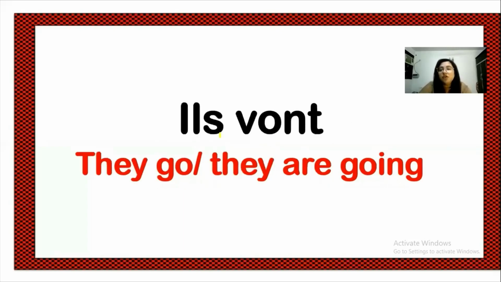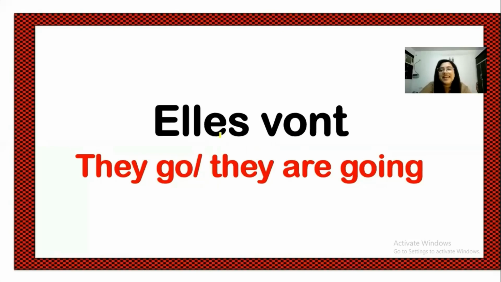Next, ils vont. Ils vont, which means they go or they are going. And the last is elles vont. Elles vont, which means they are going for the feminine plural. Let's quickly revise the conjugation once again.